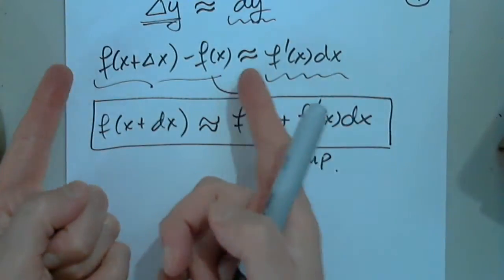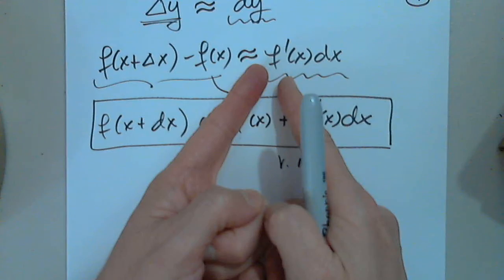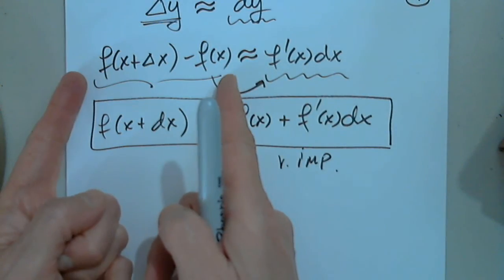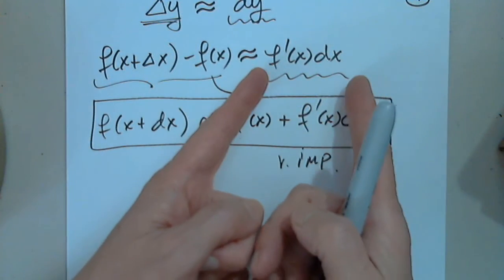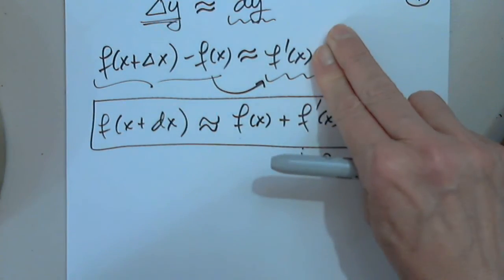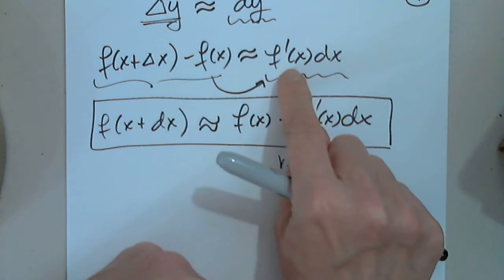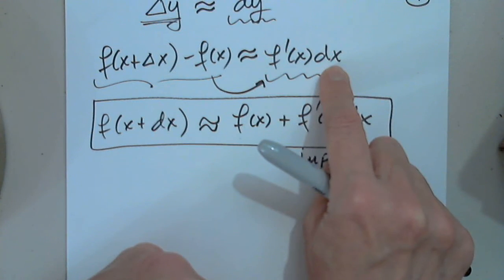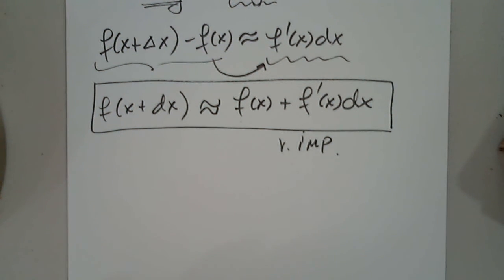So this is the exact change, and this is the change given with the derivative. The exact change and the change with the derivative. The differential is not the derivative of the function. This is the differential of the function, which is f prime of x times dx. And all I did was add f of x to both sides. Okay, let's see how we apply this concept.